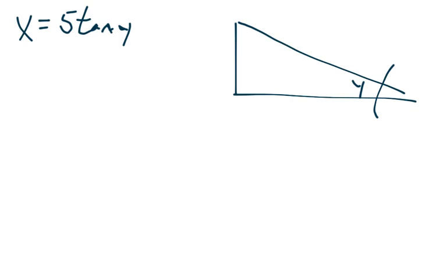Now we can plug this back into what we had here. So we had minus 1 over 25 sine y. So minus 1 over 25 sine y is equal to minus square root of x squared plus 25 over 25x.